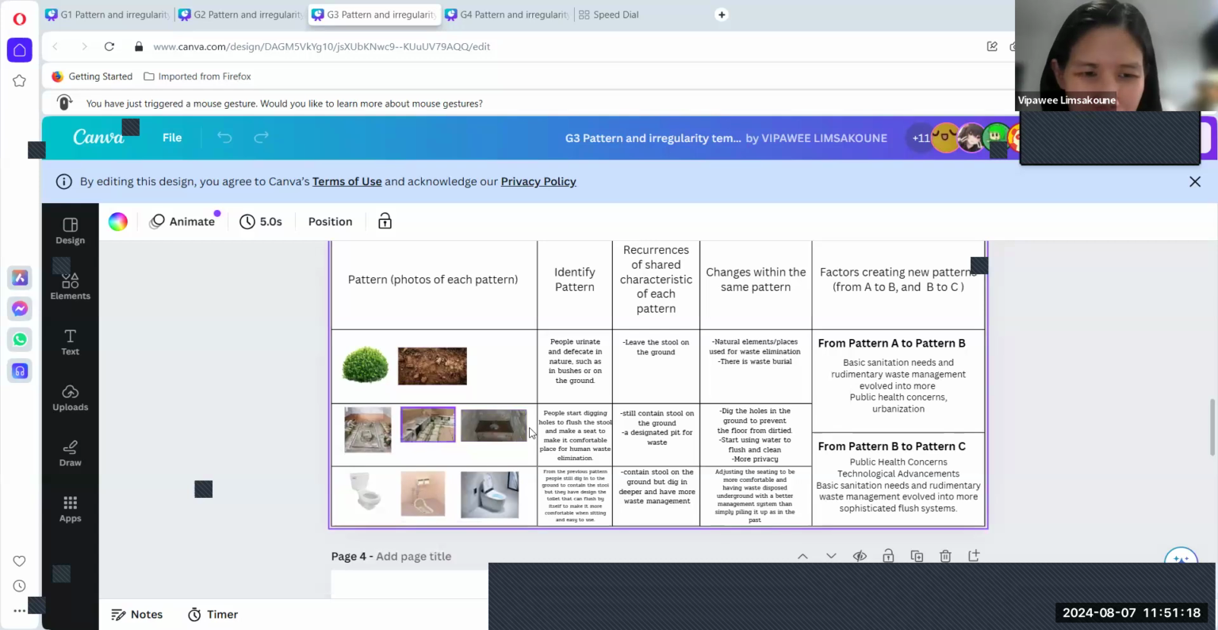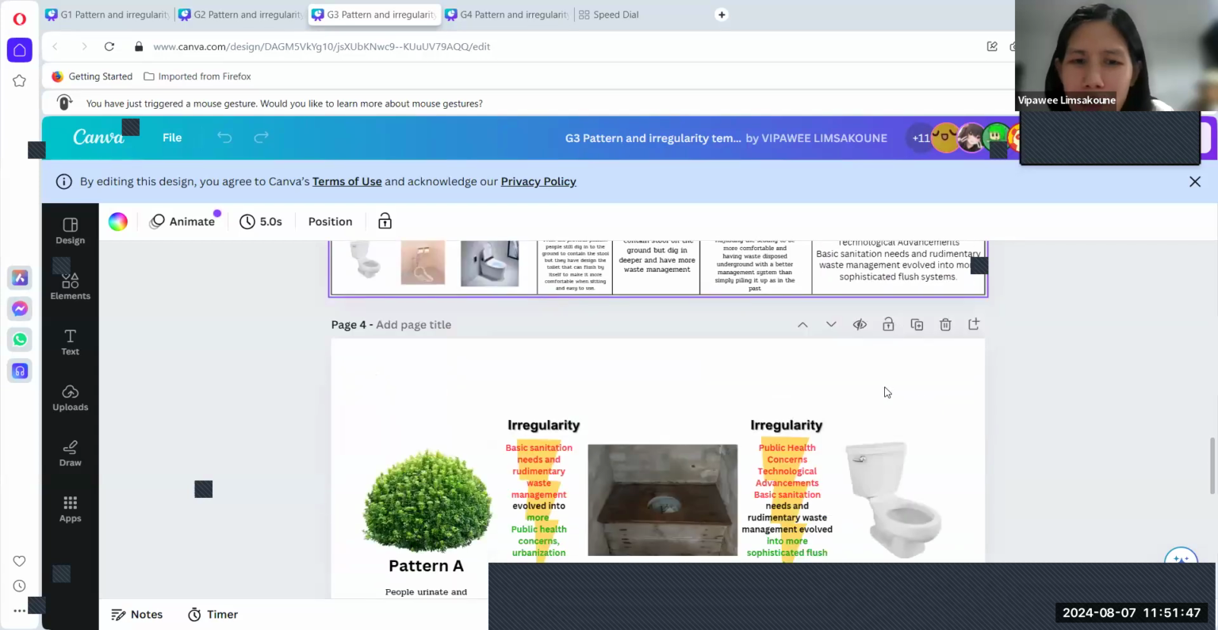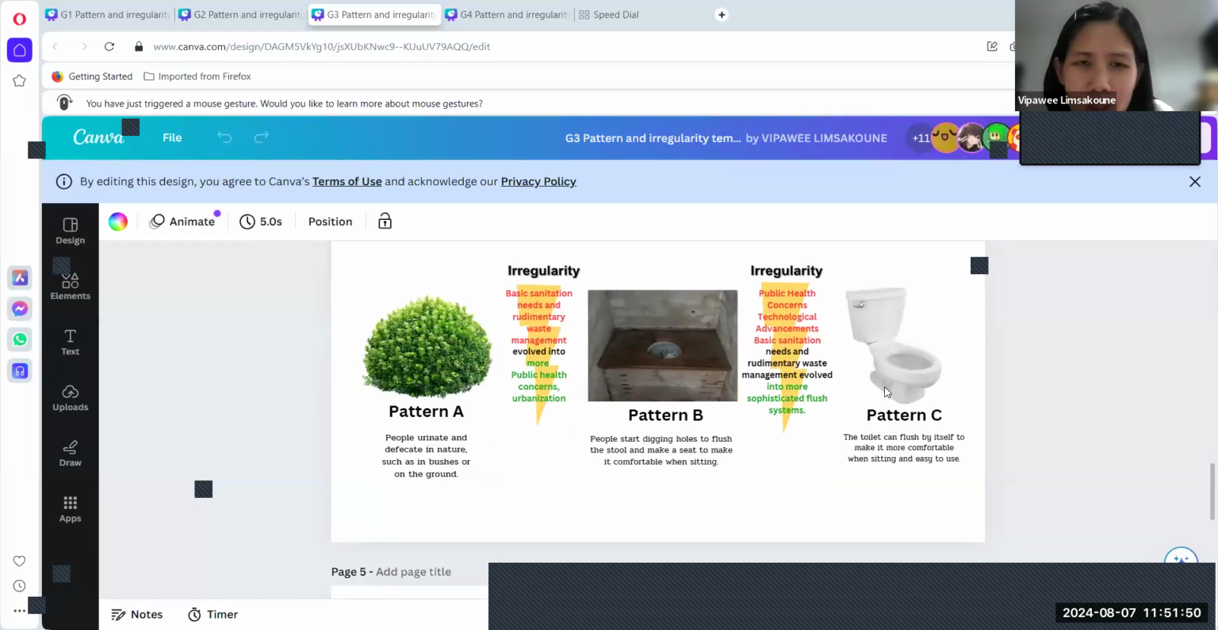Regarding pattern B, it is the man-made one. They make a cement place to use as a toilet. They introduced a water flush system and more privacy for people. And then the third one has a more comfortable seat for people to use. Then a representative of group 3 will present.